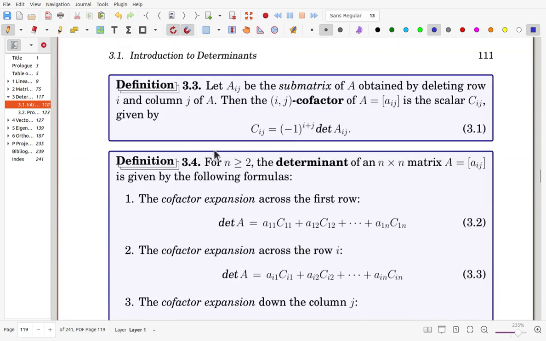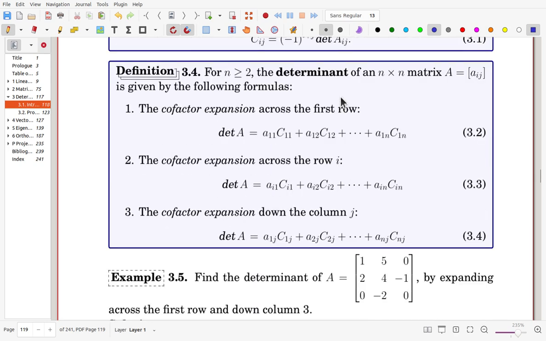Now A_ij is the submatrix of A obtained by deleting row i and column j. So we use the notation A_ij for such a submatrix. And the ij cofactor of A is the scalar value given by minus 1 to the i plus j, times the determinant of the submatrix.